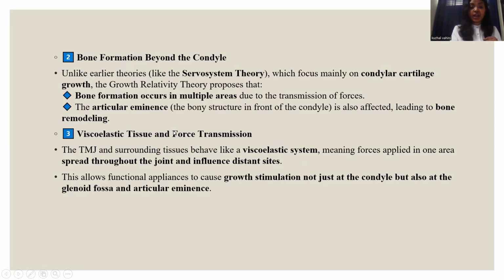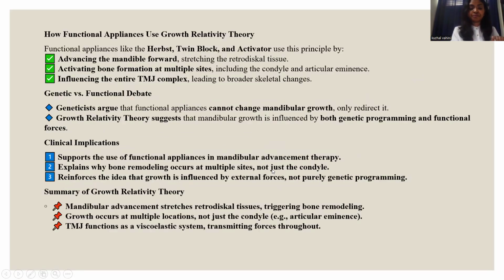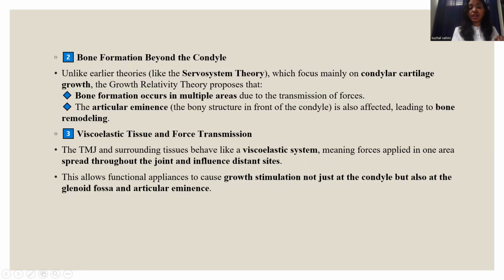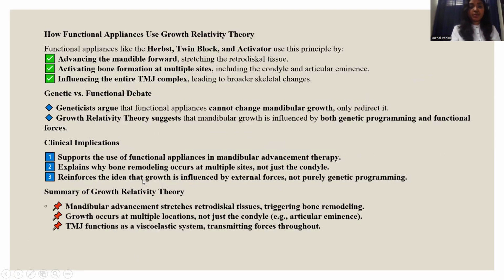Bone remodeling near the articular eminence, and the TMJ and surrounding tissues behave like a viscoelastic system, meaning the forces applied in one area are spread throughout the joint and influence the distant sites. So this brings about a change even in the glenoid fossa. To summarize, this theory helps in advancing the mandible, and then it activates bone formation at multiple sites and influences the entire TMJ complex.